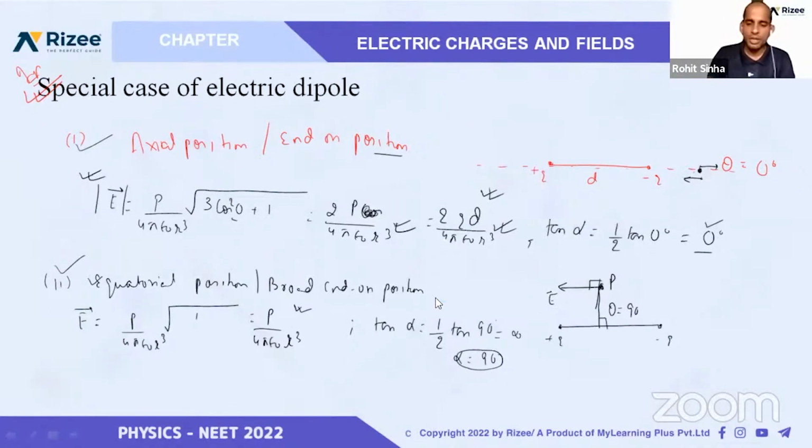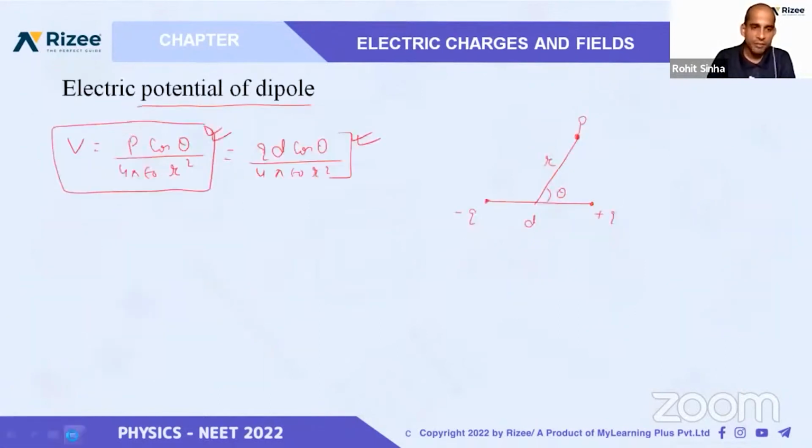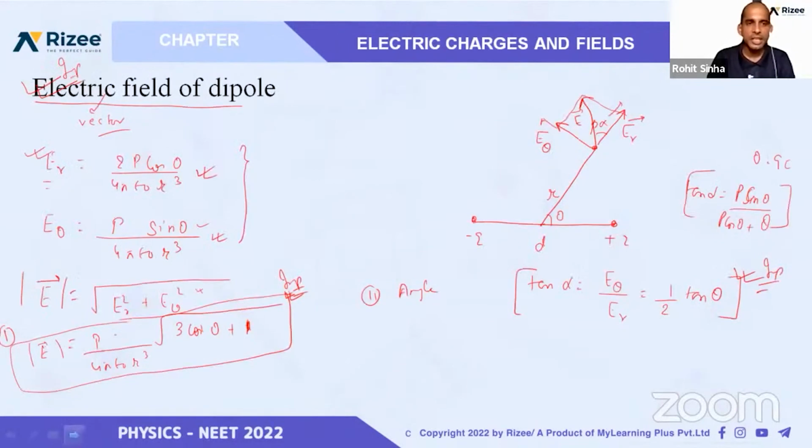Till now, we have discussed electric dipole. Not anything else, just one homework which I have given to you all. Electric dipole, electric field of dipole, then electric potential, and we have discussed electric field. Then the two special cases which I have discussed here.